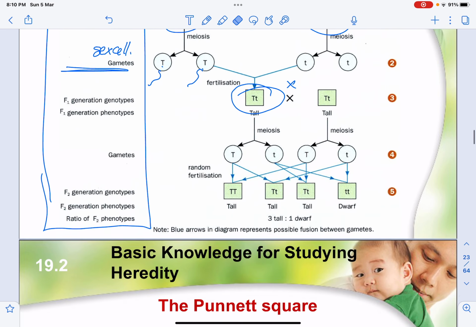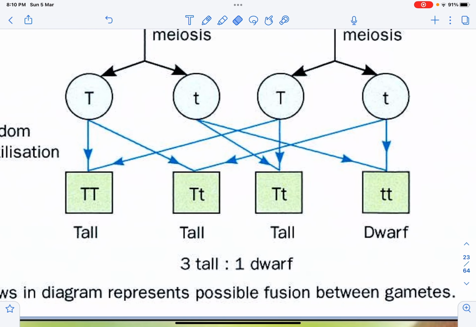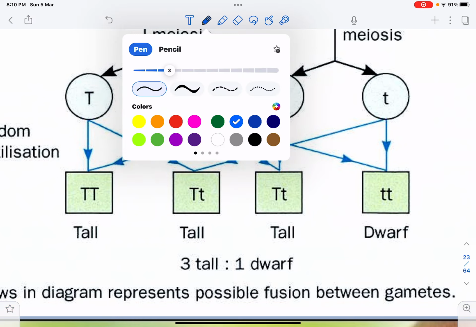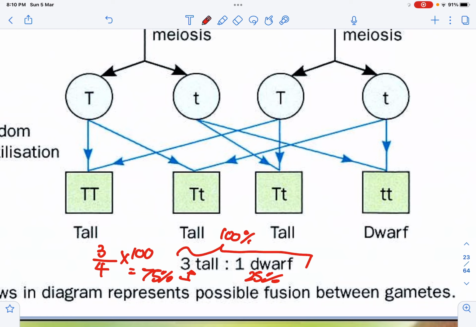Whether you want to leave it in a ratio method or percentage is also fine. So how do you do it in percentage form if they ask you as a follow-up question? There's a total of 4 units here, and 3 of it is tall. So just take 3 tall over the total number of combinations, which is 4, times 100%. This will give you 75%. So 75% will be tall, then the remaining 25% is dwarf. Do take note that the total must always hit 100%.